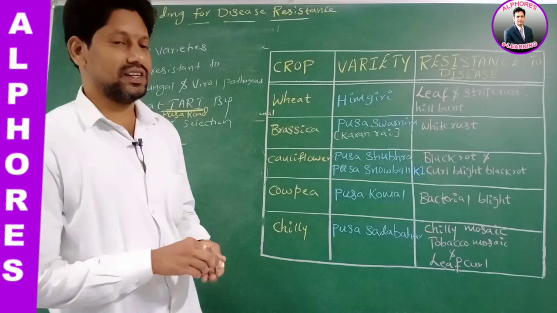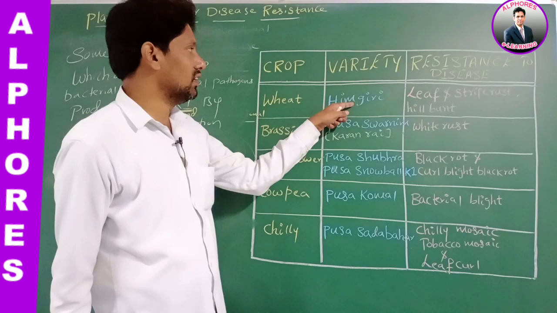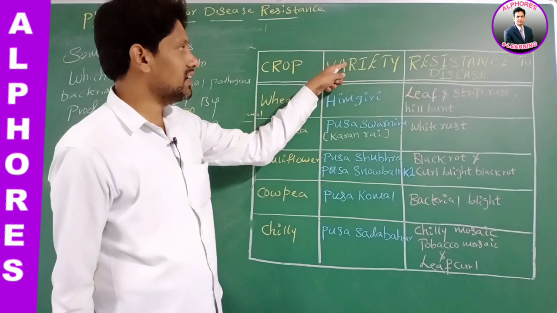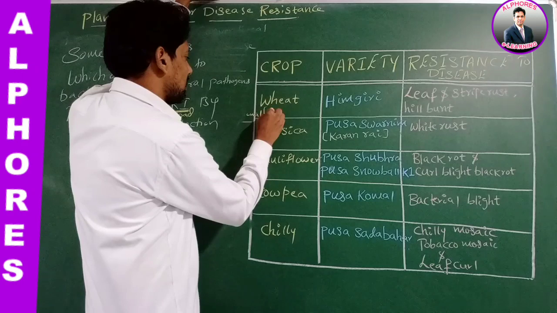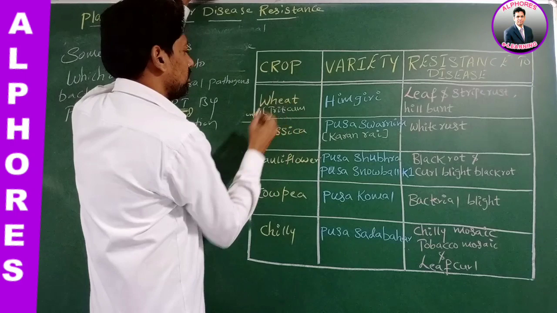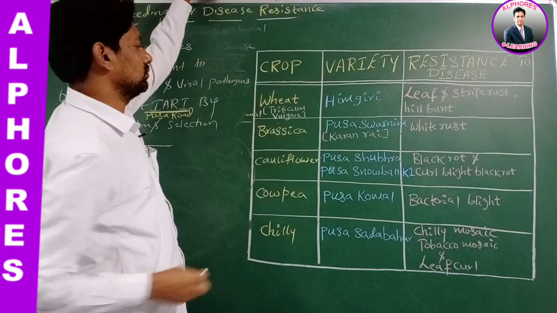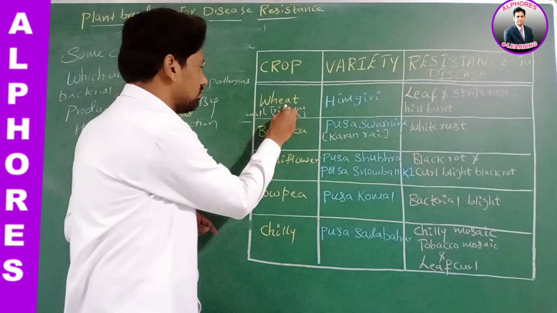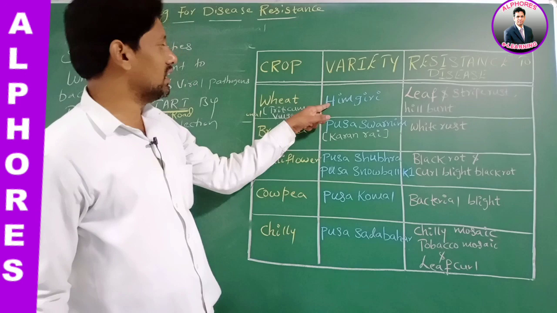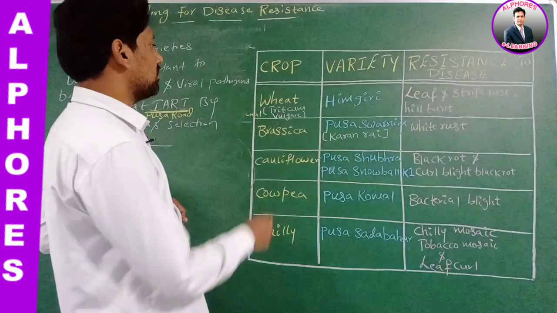Now, what are these varieties? See here. Himgiri. This Himgiri is a variety of wheat. What is the botanical name of wheat? Triticum vulgare. This is the botanical name of wheat. Himgiri is a variety of wheat. Wheat is a dicot or monocot? It is a monocot.